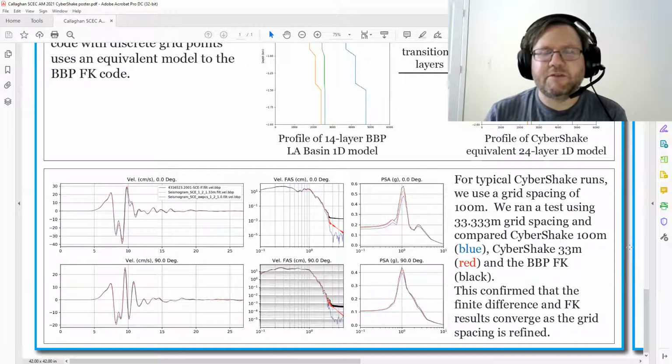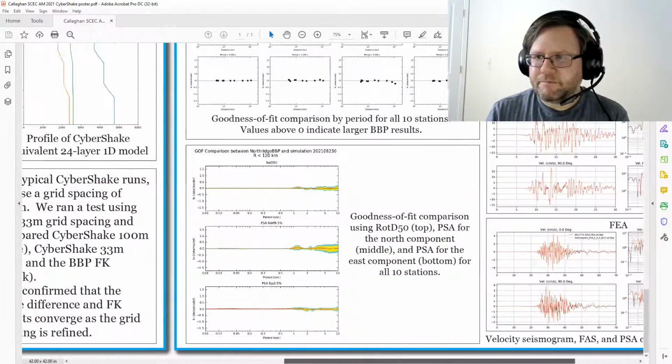We're thinking about next steps for CyberShake. Maybe we should integrate the discontinuous mesh code, which enables us to have this more refined grid spacing at the surface, where it's important to be able to resolve some of these higher frequencies.